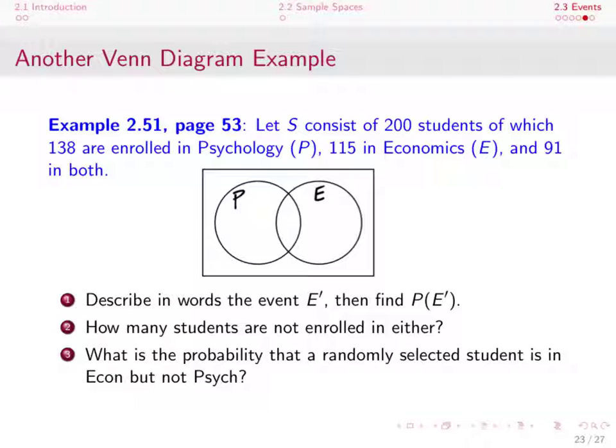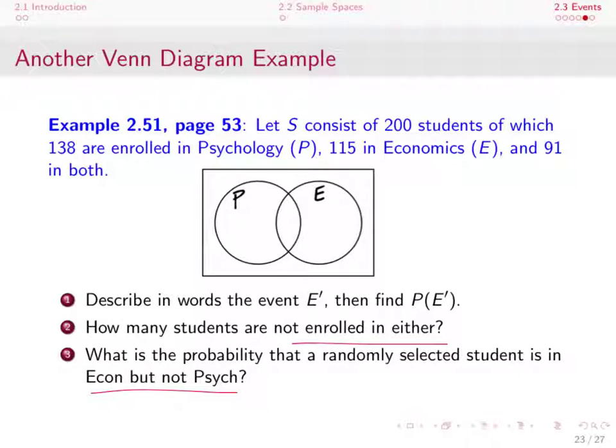We can also use a Venn diagram to help us count things or to determine probabilities. So let's start with an example where we have a sample space that consists of 200 students, of which 138 are enrolled in psychology, 115 are in economics, and 91 students are enrolled in both. And now we're interested in answering a variety of questions, maybe something like how many students are not enrolled in either, or perhaps what's the probability that a randomly selected student is in econ but not psych.